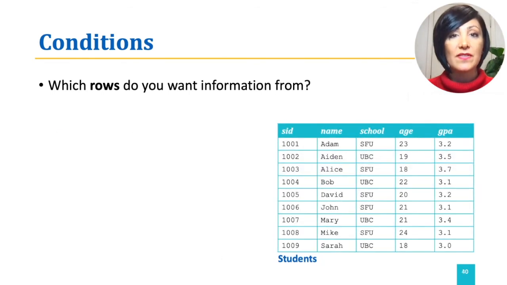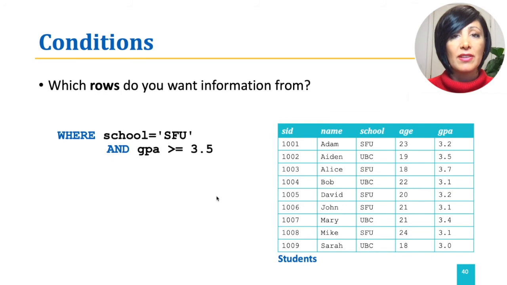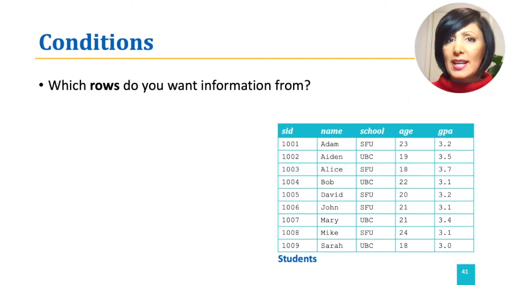We can use connectives and, or, and also not in where clause condition. And connective, in analogy to English language, will return rows satisfying both of the conditions, where or will return rows satisfying either of the conditions. Not will negate the condition. For example, where school equals SFU and GPA greater than or equal to 3.5 returns the rows that satisfy both of these conditions. Combinations of such connectives could also be used in the condition statement.